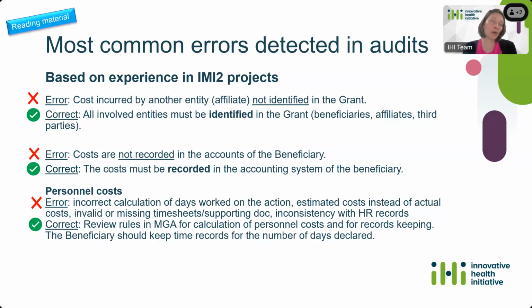Another type of error is when the costs are not recorded in the accounts of the beneficiary. Then the auditor cannot reconcile the amounts, and it's also an issue. Or for instance, if the calculation of days that have been worked on the action is wrong, or when some estimated costs have been reported instead of actual costs, or when there is no timesheet, no supporting documents to prove the amount of days that have been worked on the project, when there are inconsistencies with the HR records, and so on and so on.